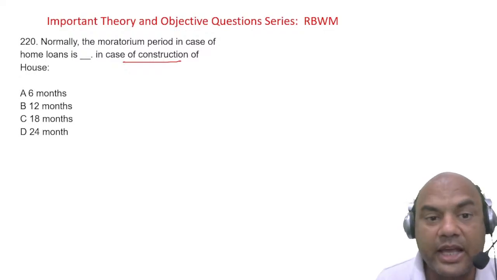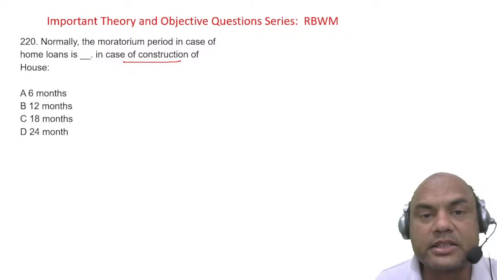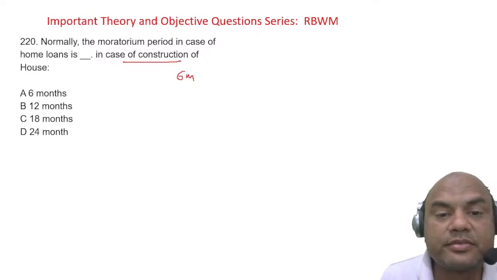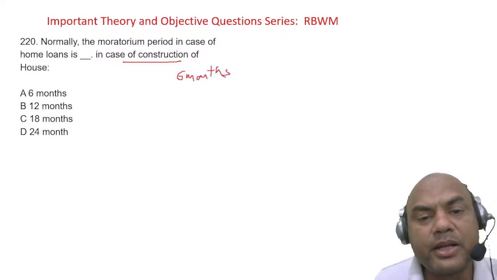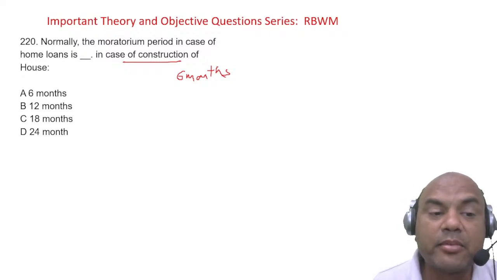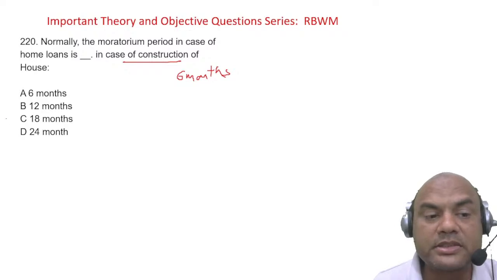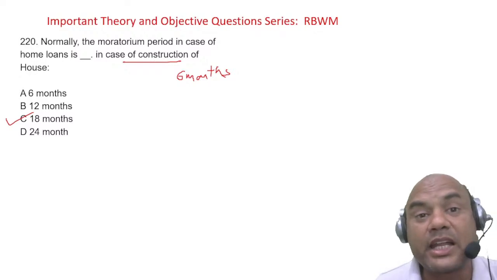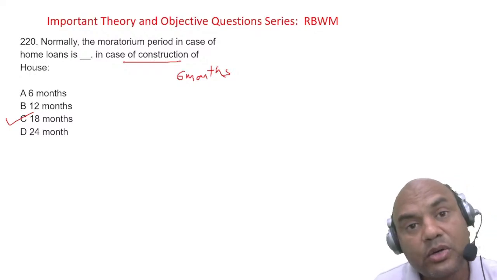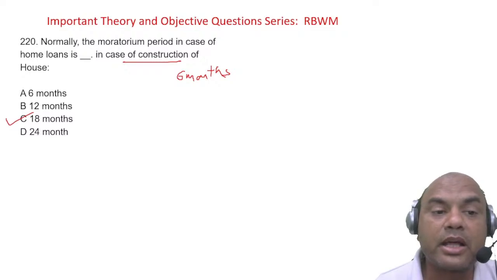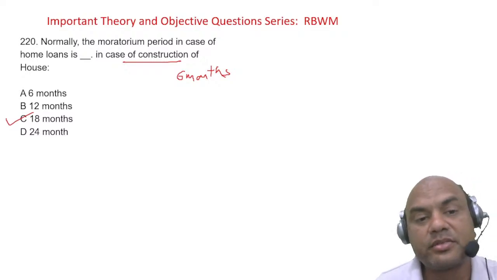See here, it depends. Suppose the building is under construction and it is on the stage of completion, then the moratorium can be 6 months. If the building is going to be completed in 6 months, why do I give a moratorium of larger time then? In that case, it is 6 months. Depending on the time, but the general trend followed in the banking industry is 18 months. Within 18 months, the building should be completed starting from the foundation to the final completion. So the moratorium period allowed in home loans is generally 18 months for construction of the house.